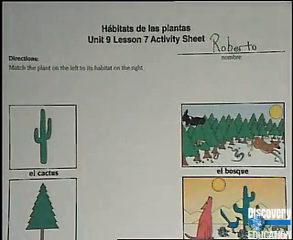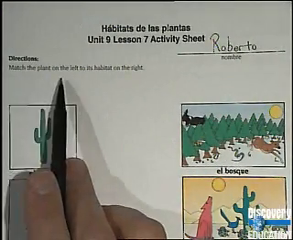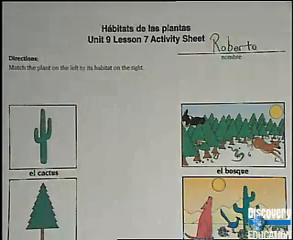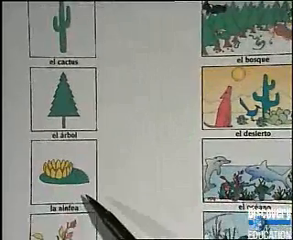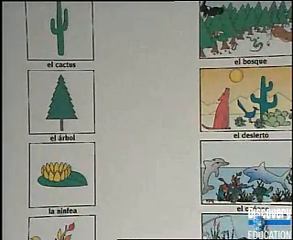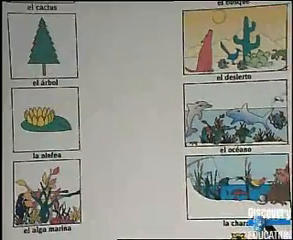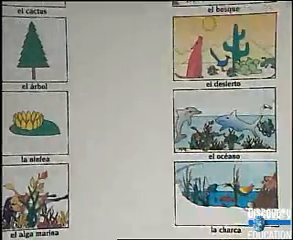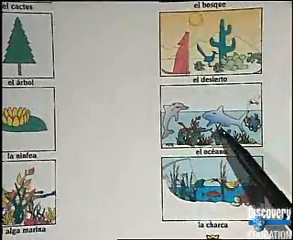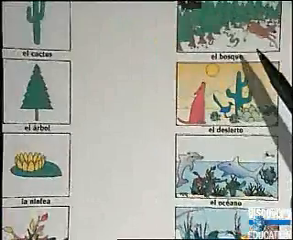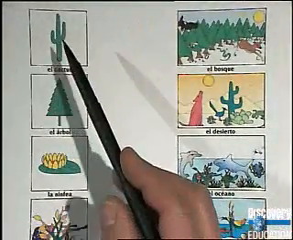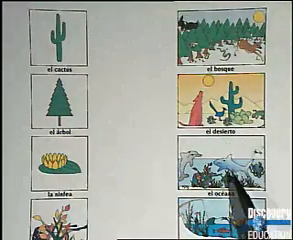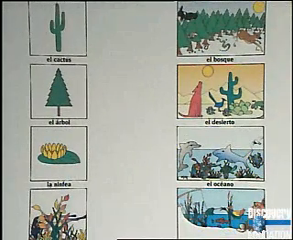Roberto, soy yo. Now the directions say match the plant on the left to its habitat on the right. So here we have el cactus, el árbol, la ninfea, el alga marina, and then here are the places. We have la charca, el océano, el desierto, y el bosque. So all you have to do, and it's pretty easy, draw a line from the plant to its habitat and go over those words again so that you'll be familiar with them, okay?